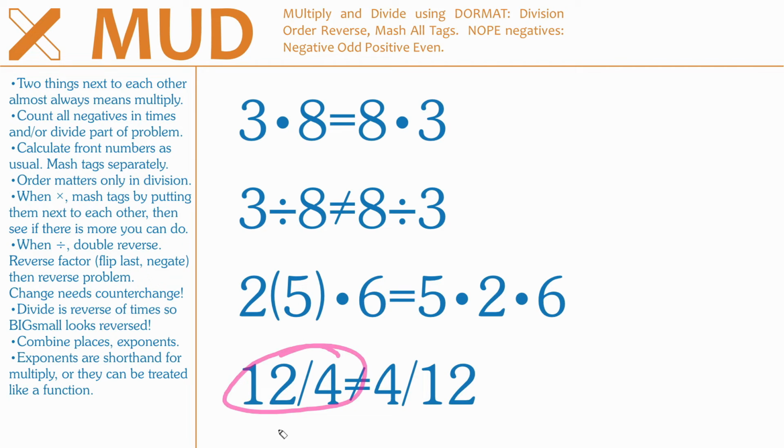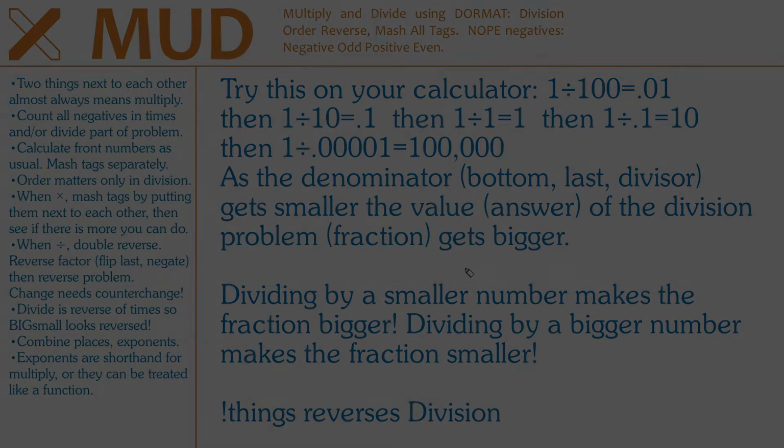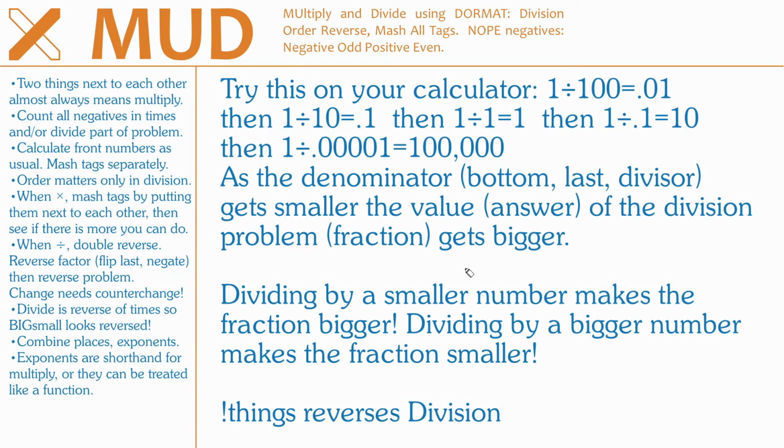But when we divide, prove it on your calculator, think about the fractions. 12 divided by 4, we know is 3. 4 divided by 12, well, that's 1/3. And there's no way that 3 equals 1/3. Nope. No can do. Doesn't equal. Division only. Order matters.